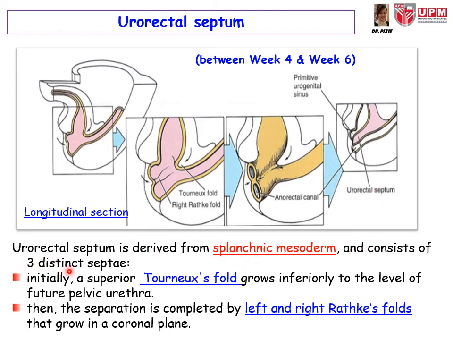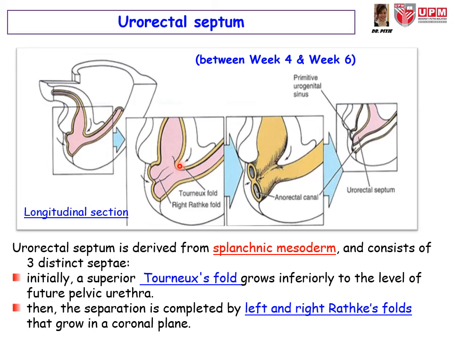And with the 3 distinctive growing septae, is going to achieve the complete partitioning of the cloaca. So the 3 distinctive septae are the 1 superior fold and 2 lateral folds, known as the Rathke folds. In this diagram is showing the dilated part of the hindgut, which is the cloaca. And right over here, this is the superior fold of the urorectal septum.